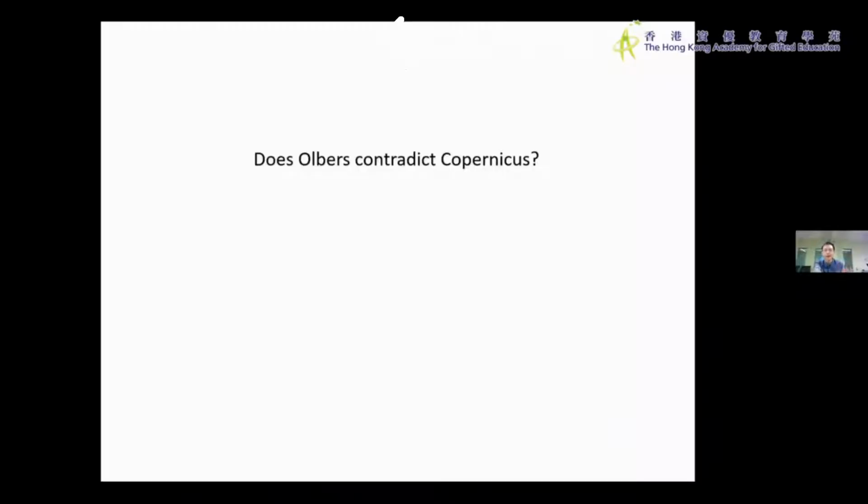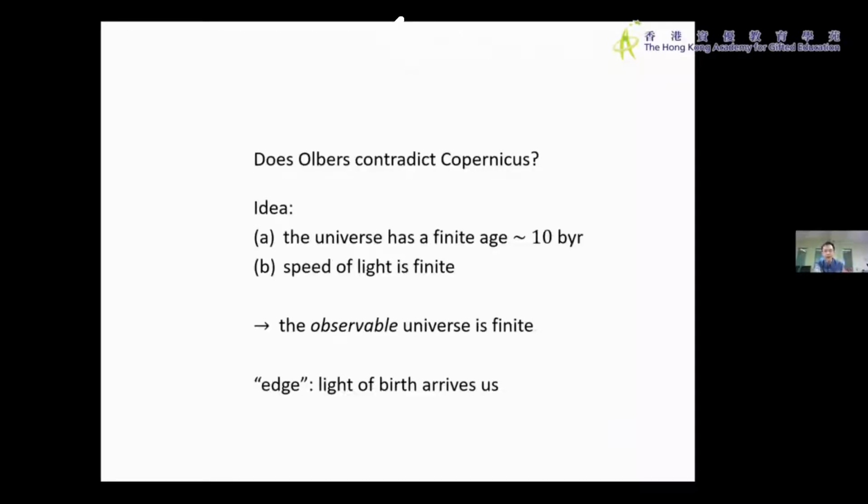Let us imagine that our universe has a finite age. What do I mean by that? It means that our universe was born about 10 billion years ago. In this case, what happens?